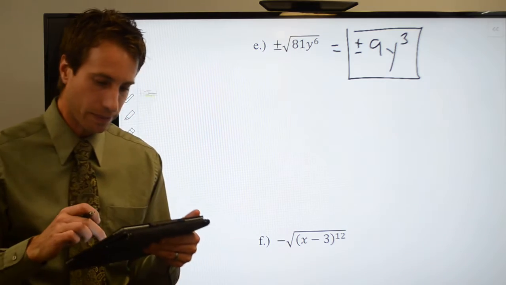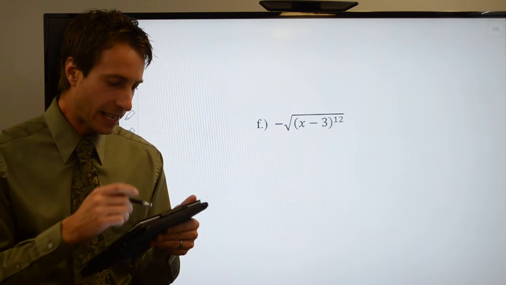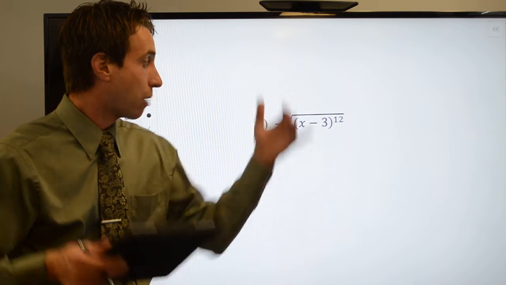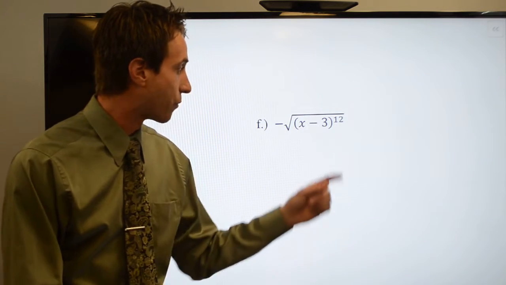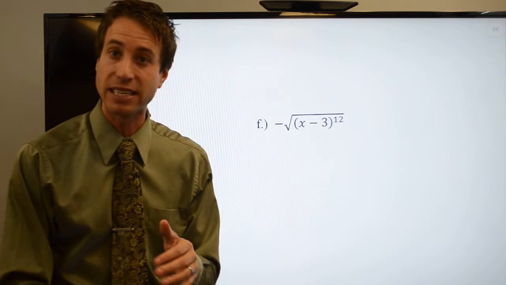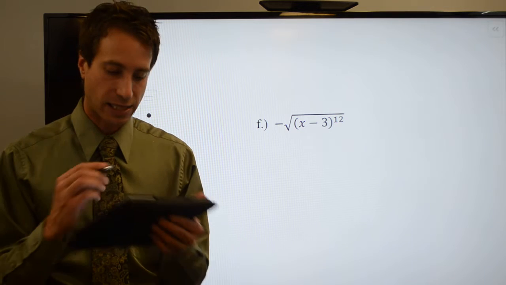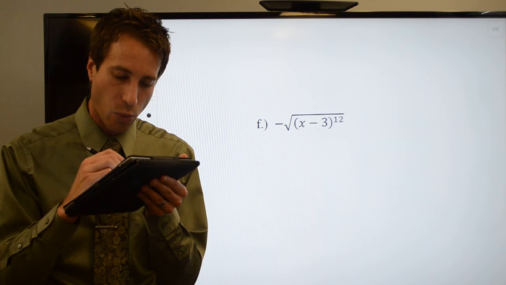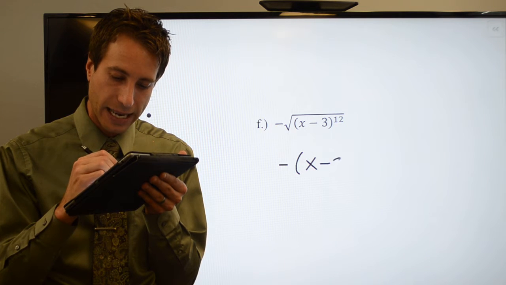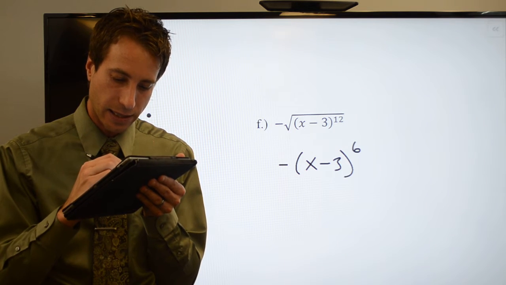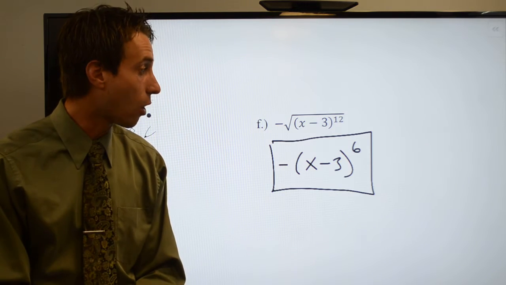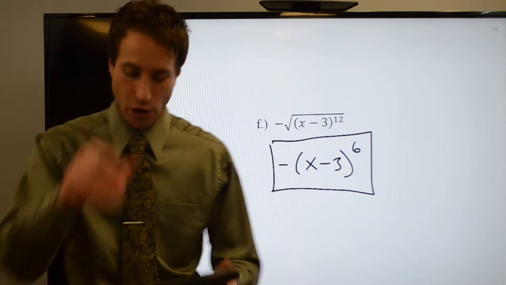Let's go ahead and try another one. Right here, actually, this one's going to be pretty straightforward. My power is 12. My index is 2. Those are evenly divisible. 12 divided by 2 is going to be a 6. So I wind up with the negative quantity x minus 3 raised to the 6th power. And that is actually going to be all you're able to do to that one. Let's head on over to the next page of notes.